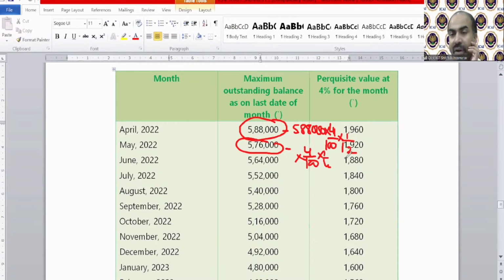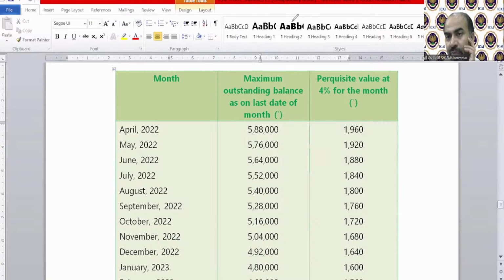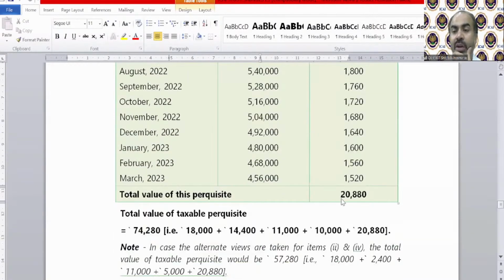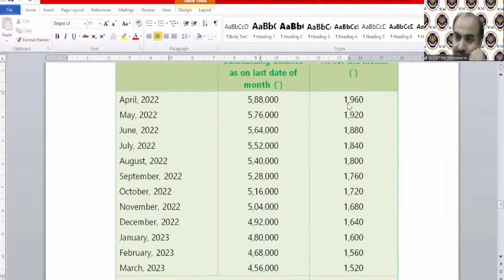So you need to calculate at least 12 times. This provision needs to be calculated 12 times. You need to calculate the perk value 12 times. The total will be 20,880. Now I have a simple way to solve it. You do not need to calculate the taxability value for each month.